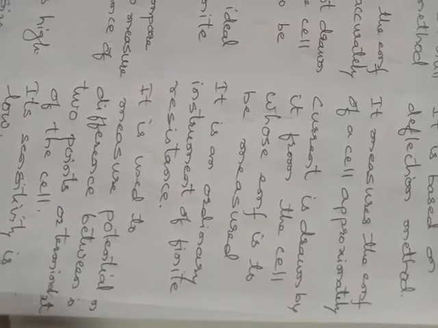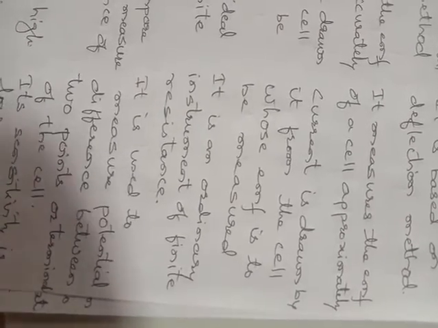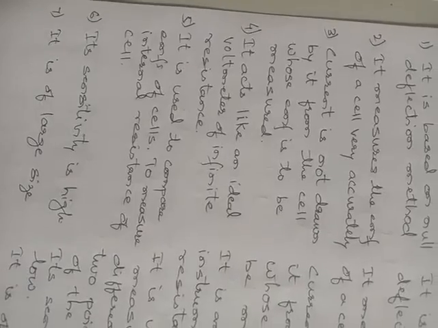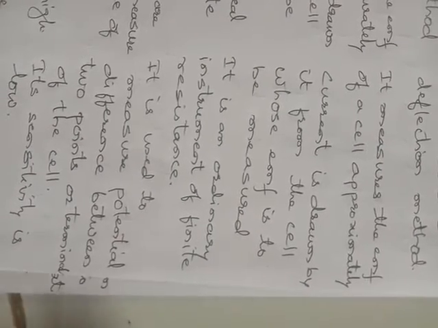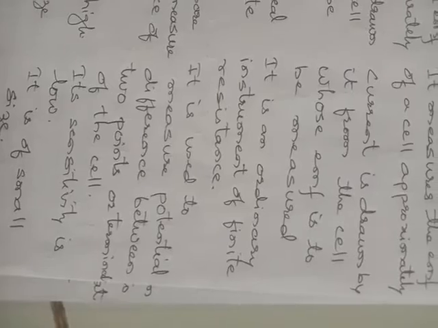In the case of the potentiometer, current is not drawn from the cell whose EMF is to be measured. Voltmeter में क्या होता है? Current is drawn from the cell whose potential difference or EMF is to be measured. The potentiometer acts like an ideal voltmeter of infinite resistance. But what about the voltmeter? It is an ordinary instrument of finite resistance.